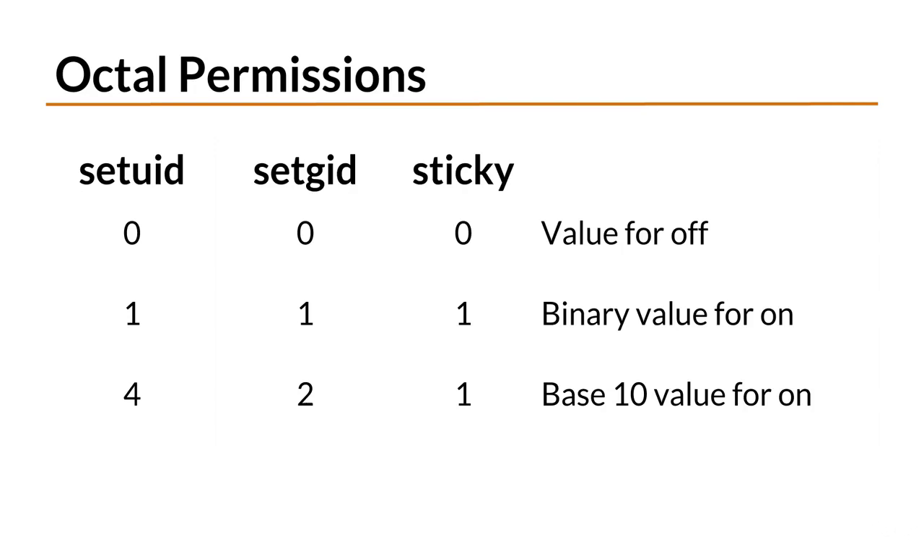Just like you can determine the numeric permissions to use with chmod by adding together the base 10 values of read, write, and execute, you can add together the permissions of setuid, setgid, and the sticky bit to get the desired special permissions. The base 10 value of setuid is 4, setgid is 2, and the sticky bit is 1.